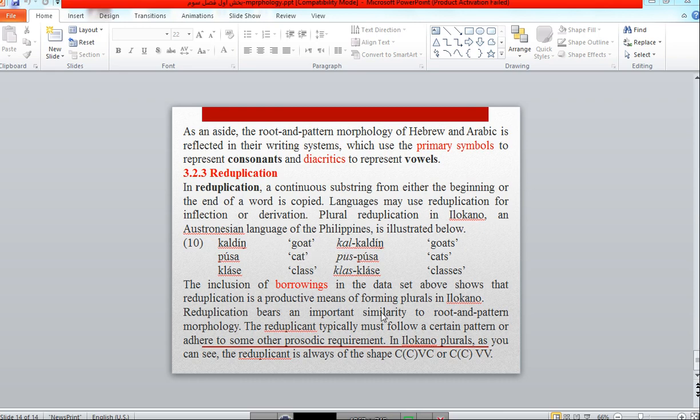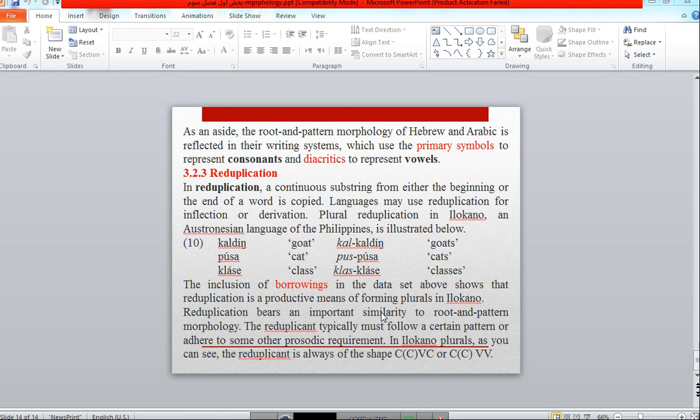Reduplication bears an important similarity to root and pattern morphology. You see, in root and pattern morphology in some Semitic languages like Hebrew and Arabic, we use three consonants as a base form. Then we superimpose vowels on this pattern to produce some words. So reduplication has some similarity to root and pattern morphology.